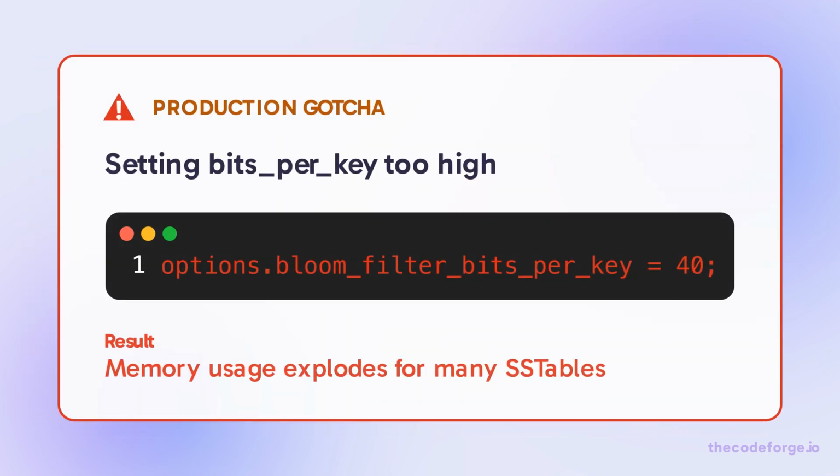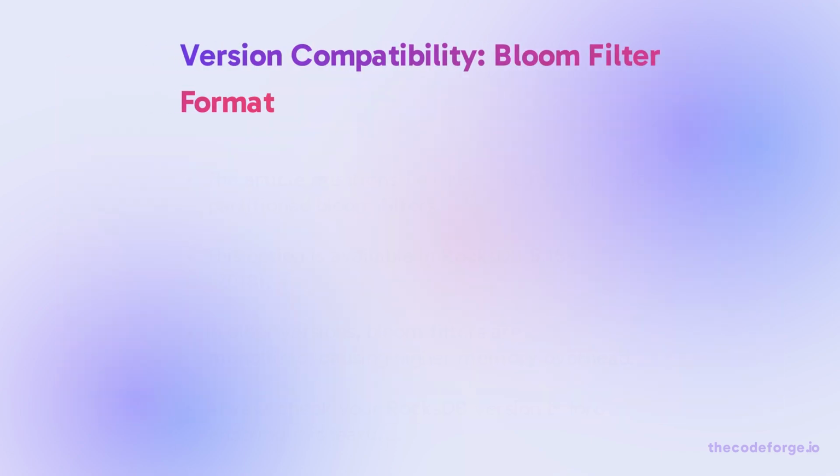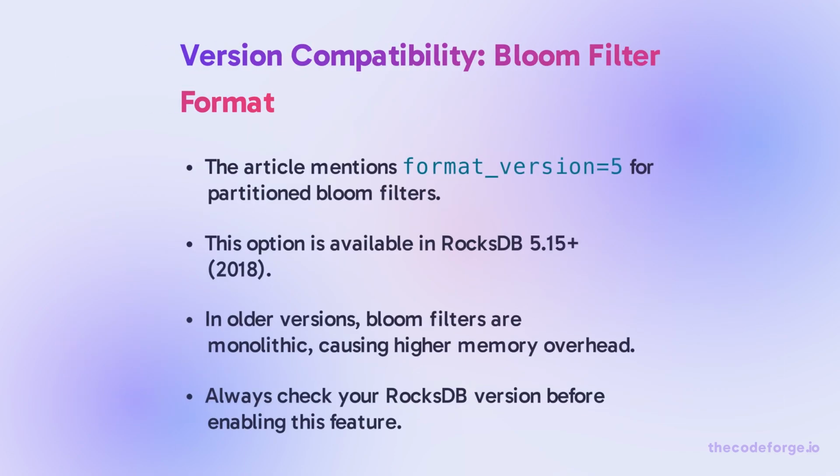A common mistake is setting Bloom filter bits per key too high. With 40 bits per key and 1 billion keys, that's 5 GB per SSTable. If you have many SSTables, memory usage can balloon. Use 10 bits for a roughly 1% false positive rate or 20 for roughly 0.02%.